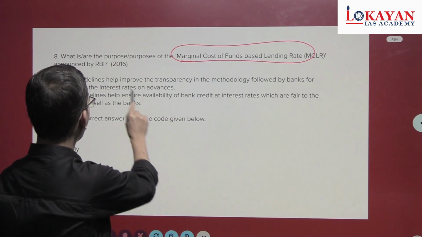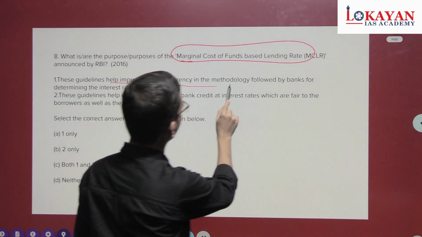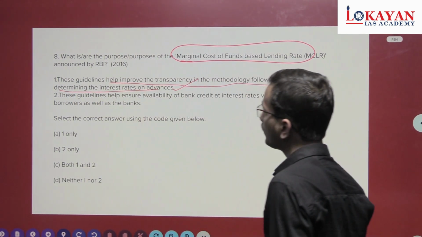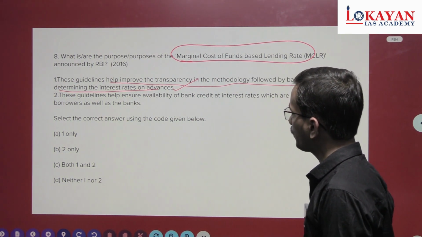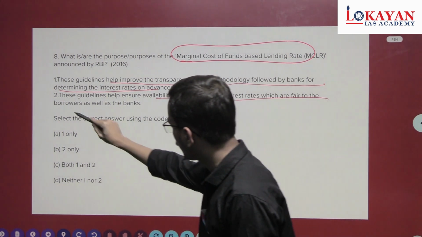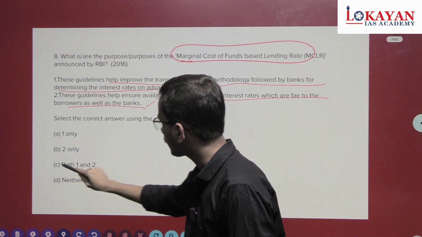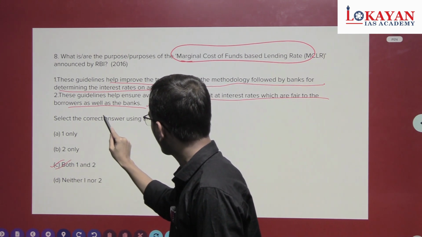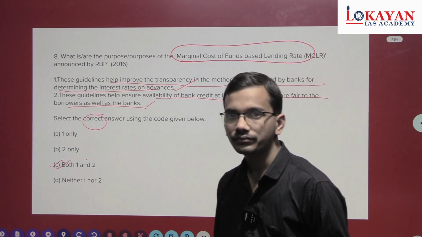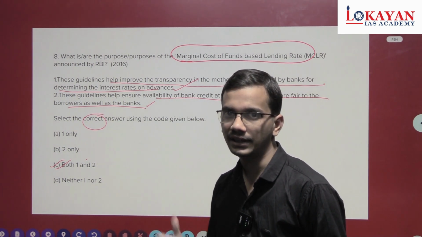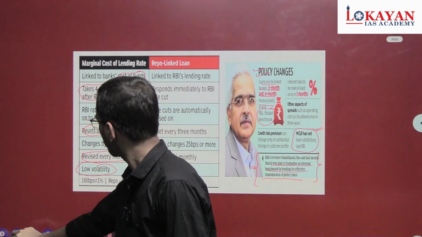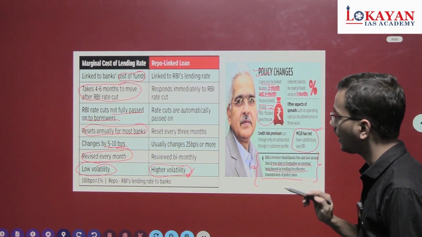These guidelines help improve transparency in methodology for banks in determining interest rates. Correct statement. These guidelines help to ensure availability of bank credit at interest rates which are fair to borrowers as well as to banks. Correct. Correct answer is 1 and 2. This is all about how interest rates are determined. Okay, let's move to the next question. Take a screenshot of this and read.